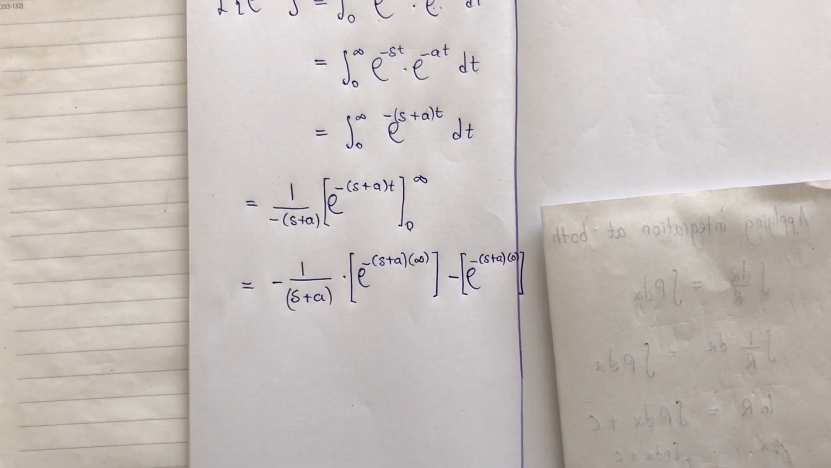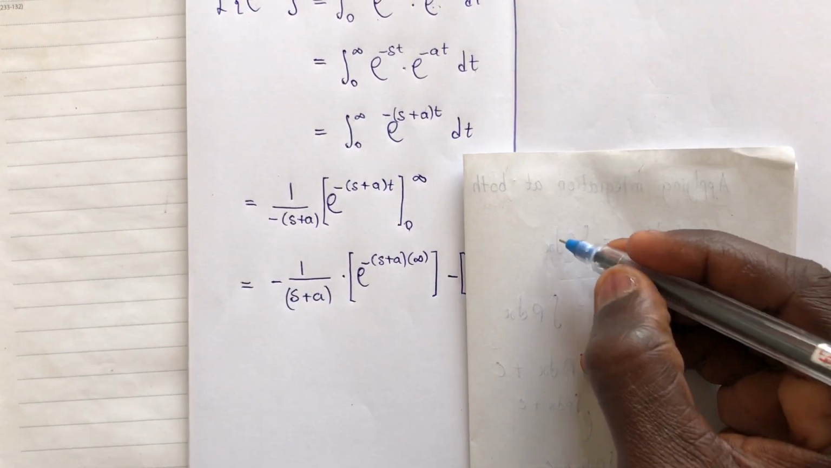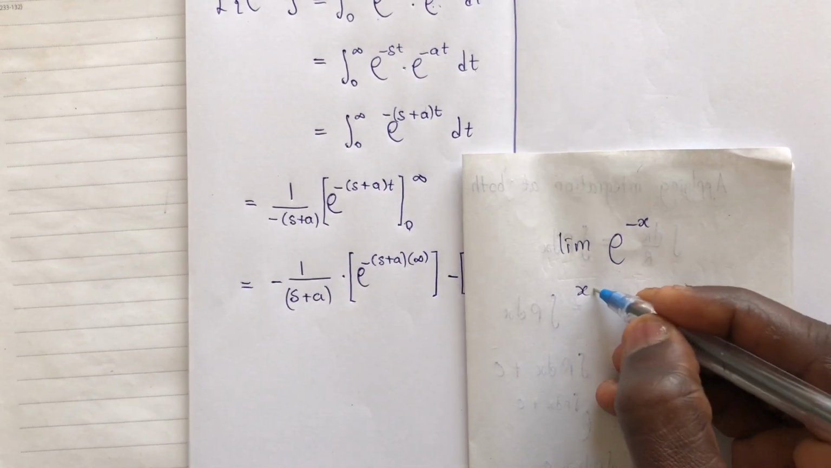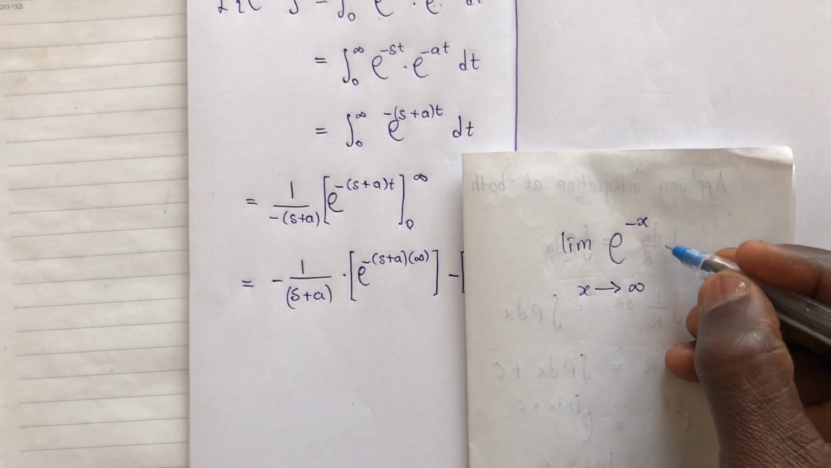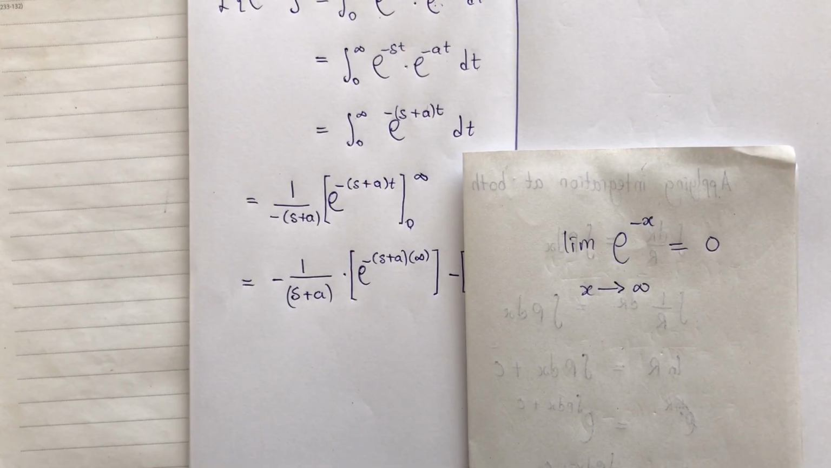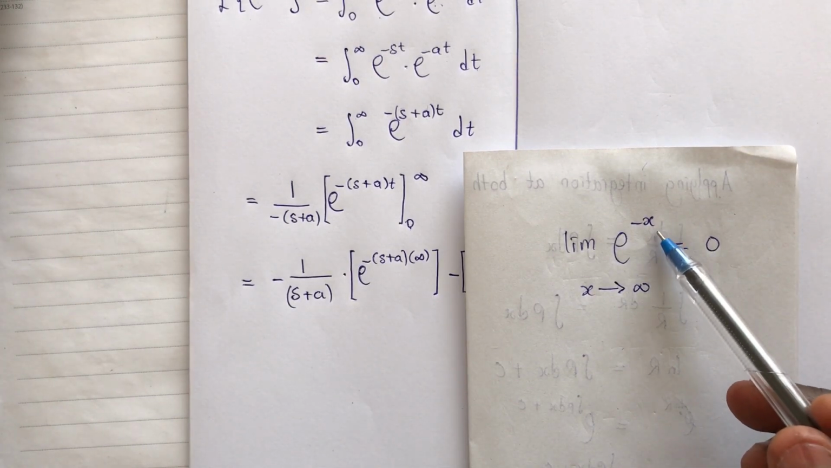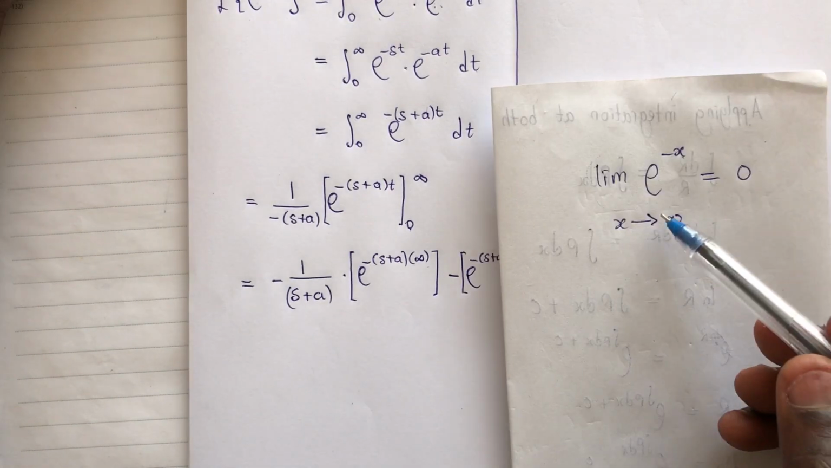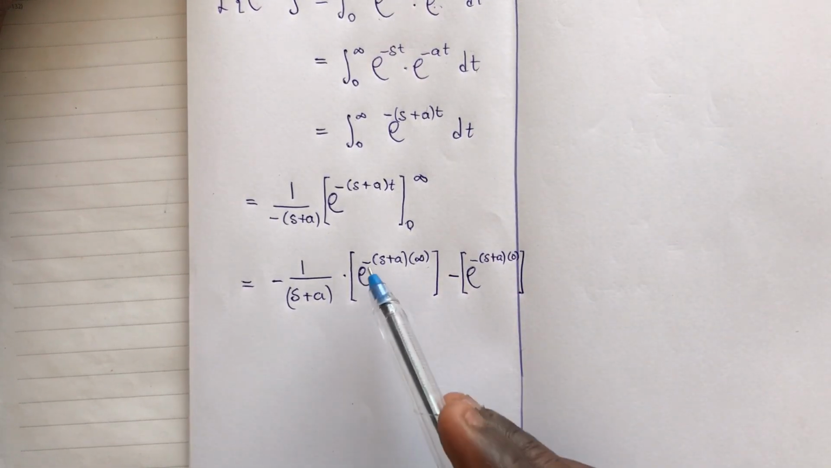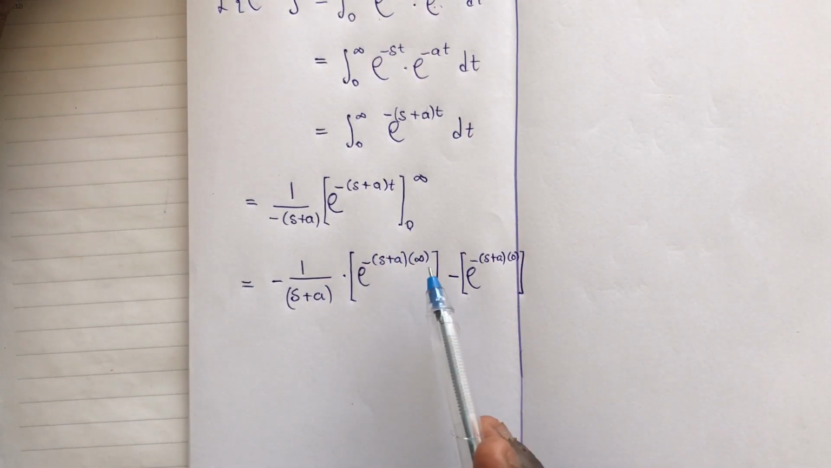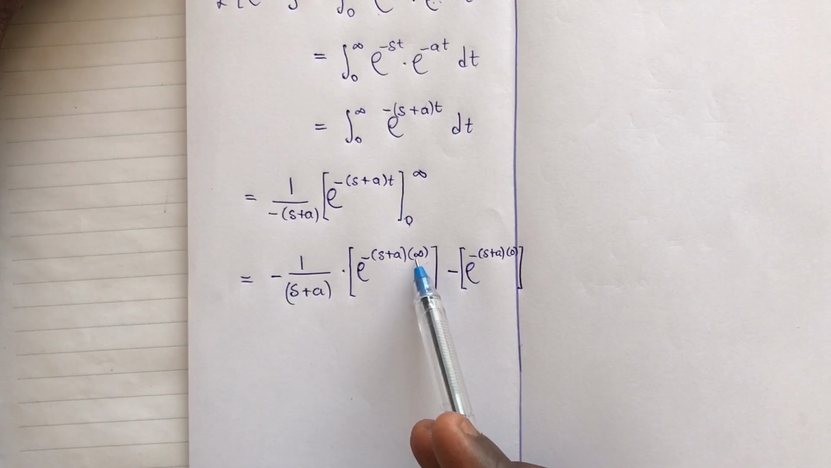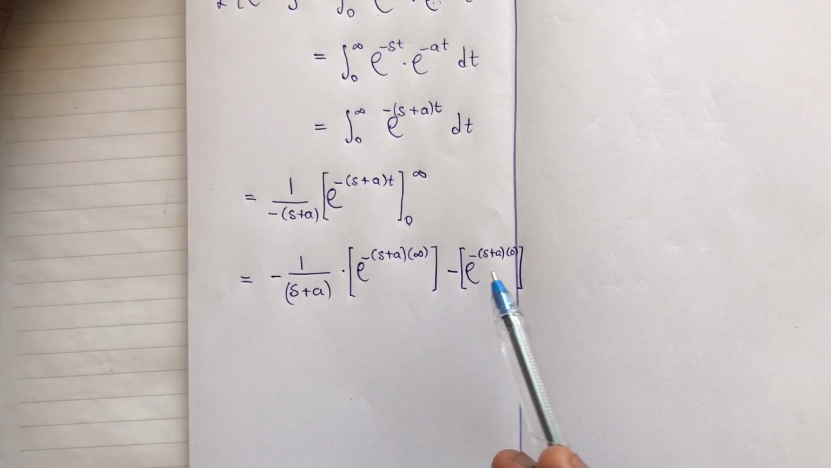Now the next step, before I continue, let's talk about this. If I have the limit of, let's say, e to the power negative x, where x approaches infinity, then the result of this is equal to 0. So anytime we substitute a large number for x, the result will converge to what? 0. So infinity is a very large number. We don't know the number, okay? So from this approach, we can say that when we take the limit of this, the result will converge to 0, because as t approaches infinity, the whole result is what? 0. If you substitute a very large number here, the result will converge to 0.